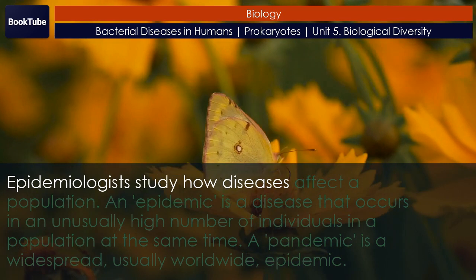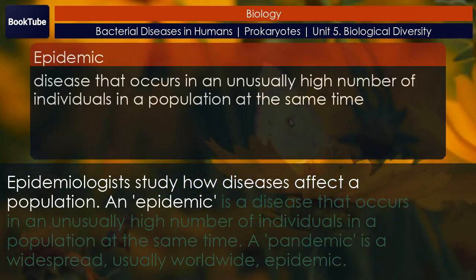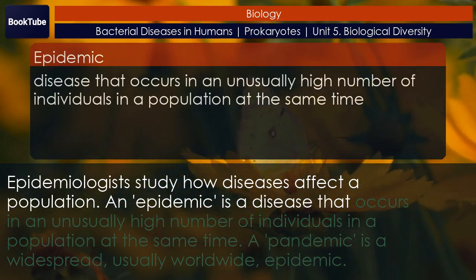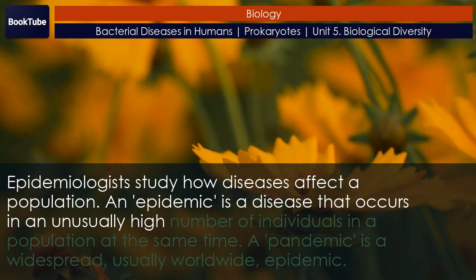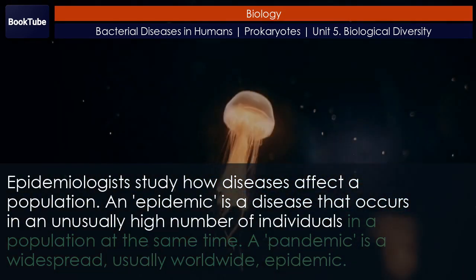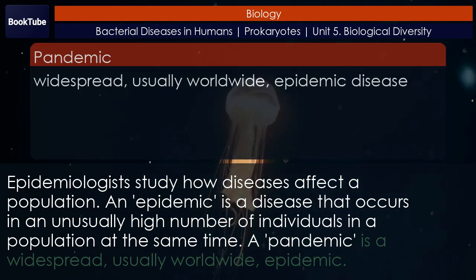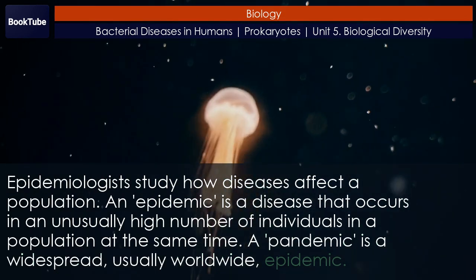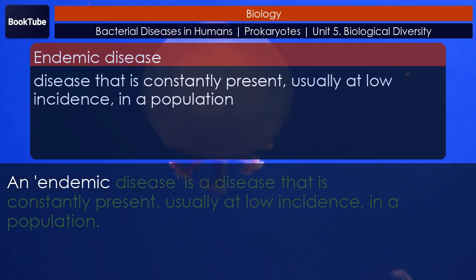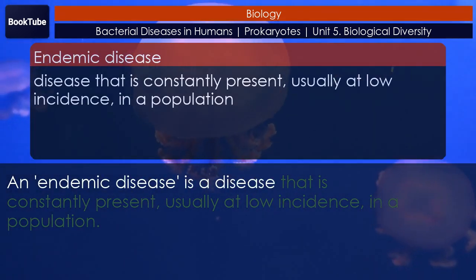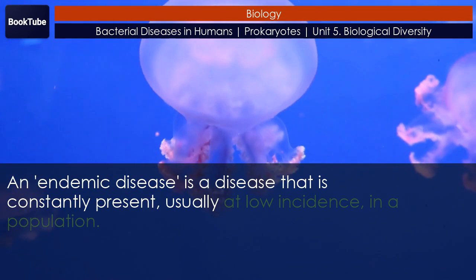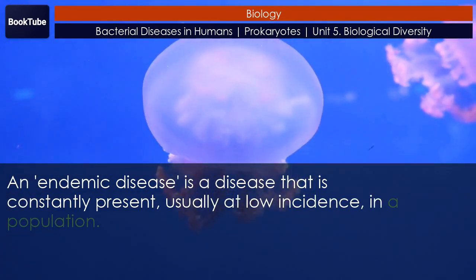Epidemiologists study how diseases affect a population. An epidemic is a disease that occurs in an unusually high number of individuals in a population at the same time. A pandemic is a widespread, usually worldwide, epidemic. An endemic disease is a disease that is constantly present, usually at low incidence, in a population.